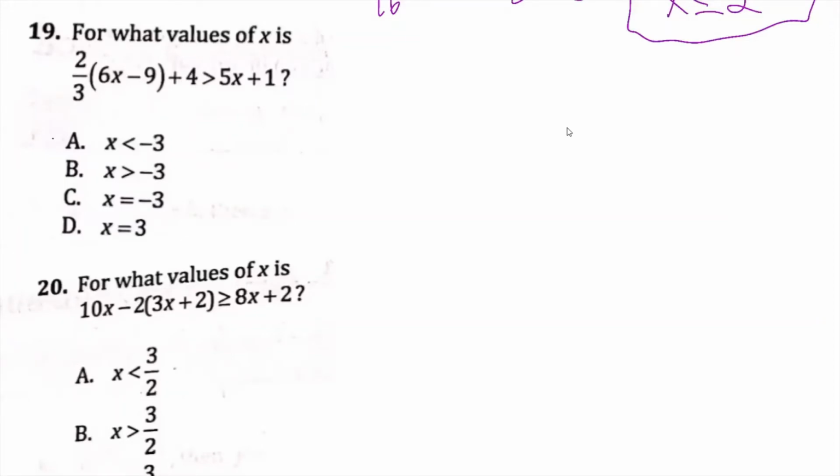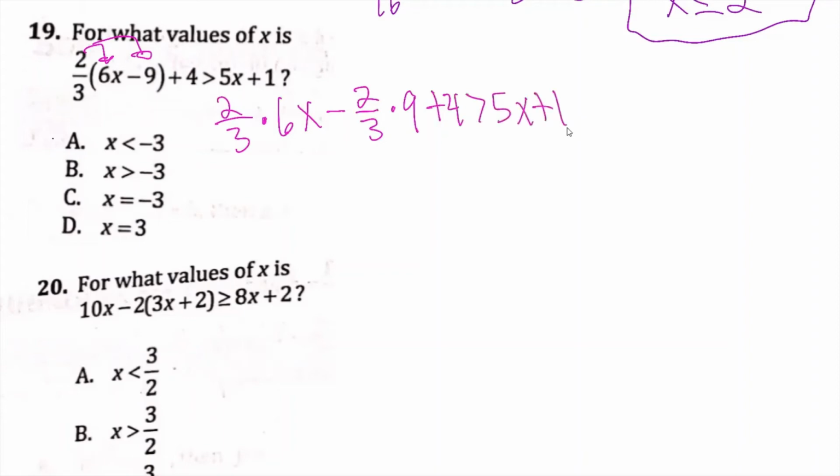So here, for what values of x is 2/3 (6x minus 9) plus 4 greater than 5x plus 1? All right. So what we're going to do here first is we're just going to distribute it out. Okay. So we have 2/3 times 6x minus 2/3 times 9, then plus 4 is greater than 5x plus 1.